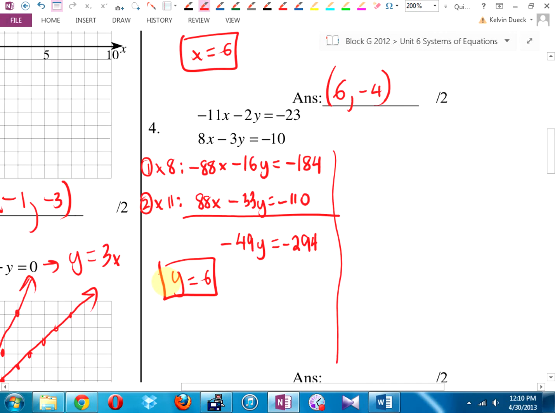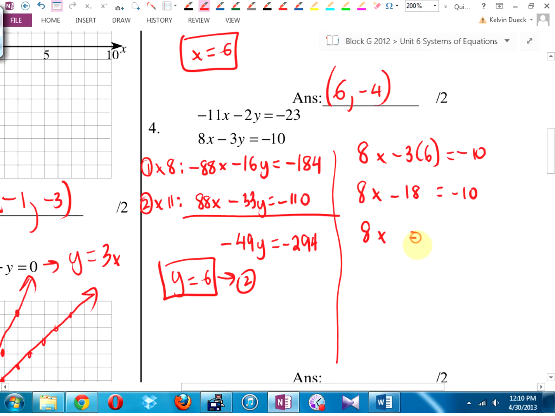Which equation do you want me to stick it into to find x? 1 or 2? I think I would choose 2 only because in front of the x is positive, and as you may have noticed, I make dumb mistakes with negatives. You saw that recently. So I'm going to plug that into equation 2. So I'm going to get this. 8x minus 3 bracket 6 equals negative 10. 8x minus 18 equals negative 10. 8x equals, what will I do with that minus 18?